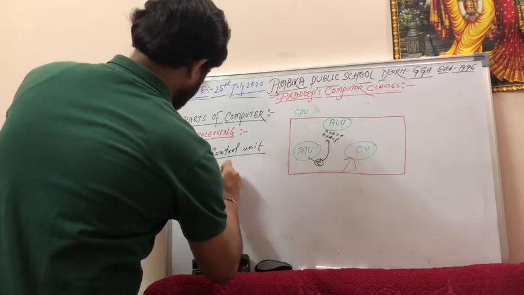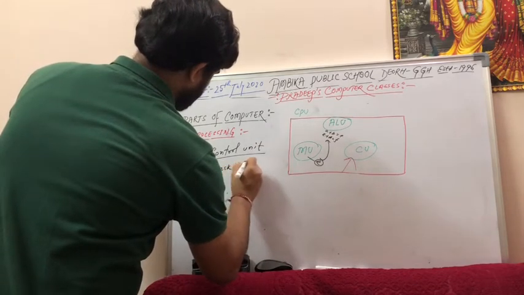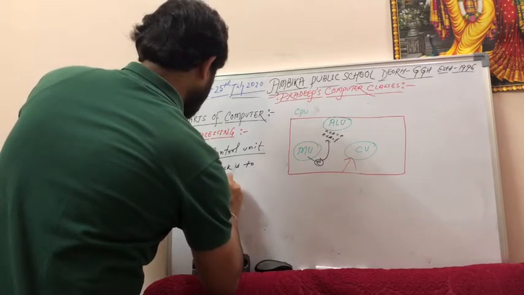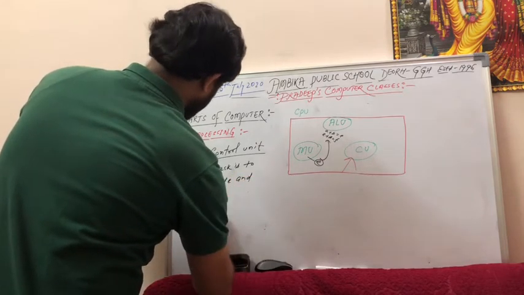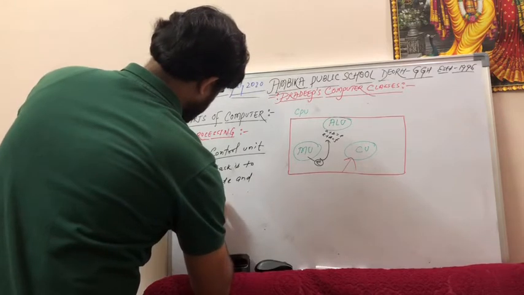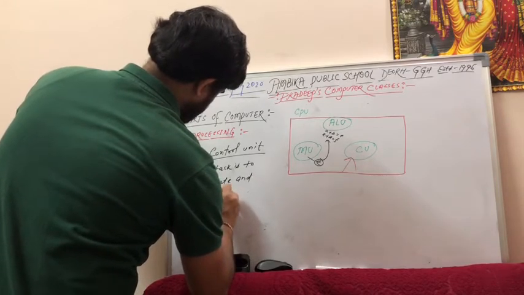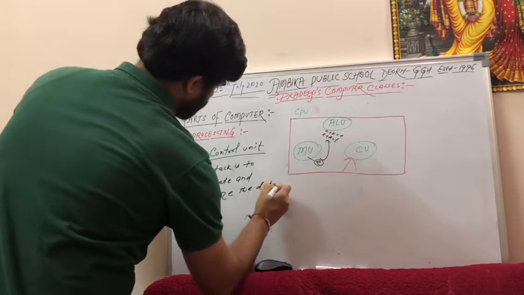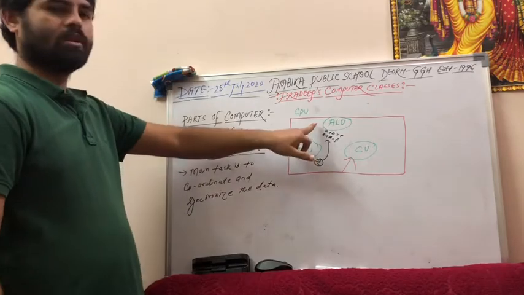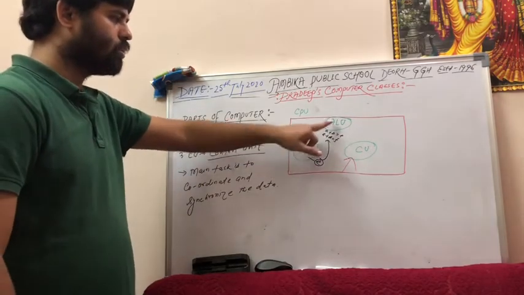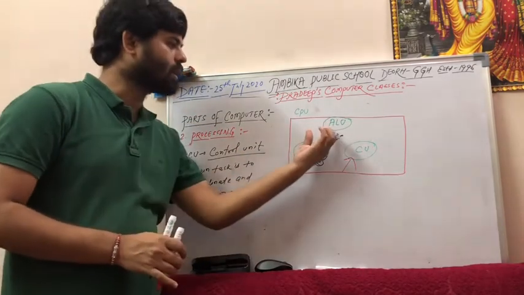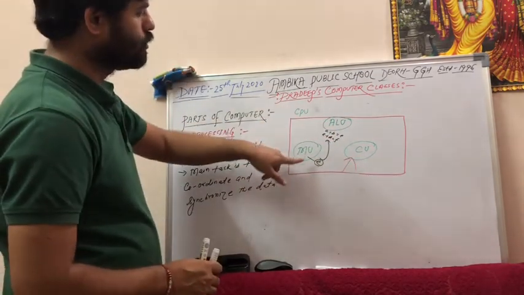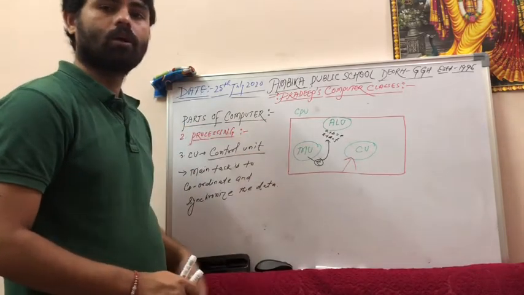Main task is to coordinate and synchronize the data. So it is coordinating. Coordinating means getting agreement between the two, making them talk; the responsibility of making everyone talk to each other belongs to the CU. ALU and MU will talk with the help of the control unit.